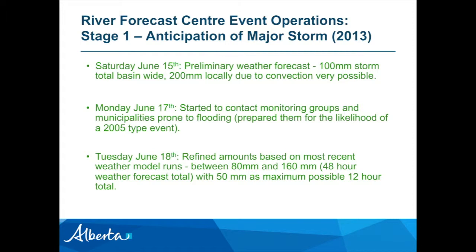On Monday, started the phone outs to flood-prone areas. It was a very loose forecast at that point because they really weren't sure of what the precipitation amounts were going to be at that time. And I think at that moment in time, Dixon Dam did start their pre-spill. On Tuesday, June the 18th, they had a little bit better handle on what they felt the precipitation amounts were going to be coming out of the models. Depending on the basin, it was between 80 and 160 millimeters for the 48-hour event total, with 12-hour maximums of 50 millimeters, and this is a really critical part to the story of the 2013 flood.